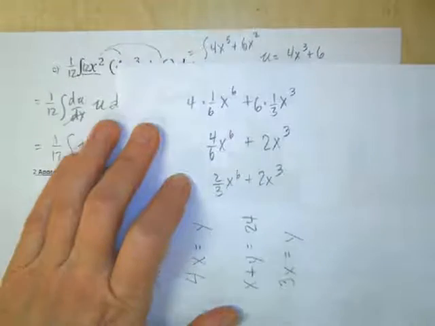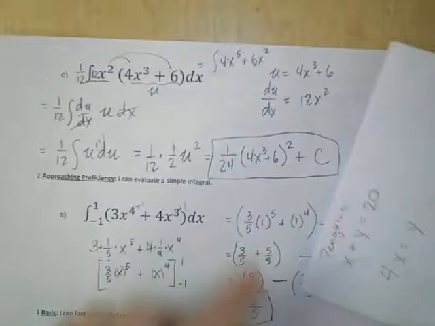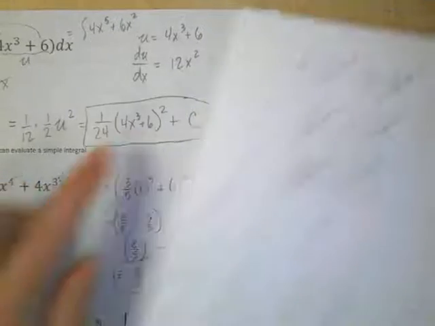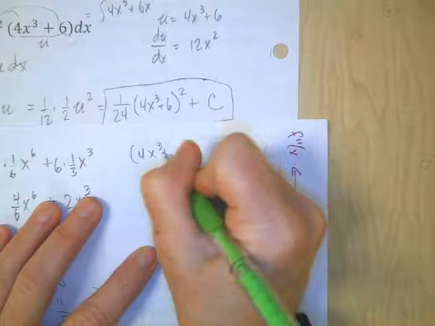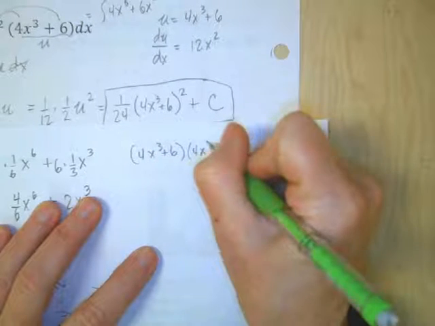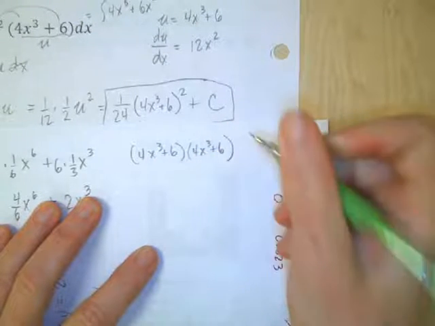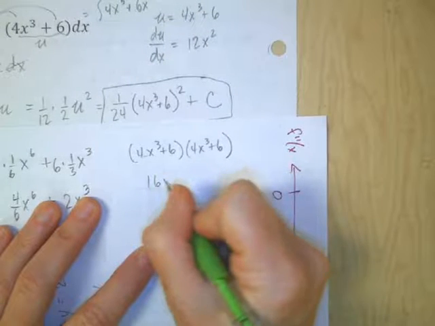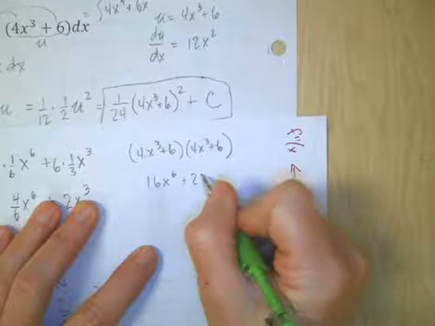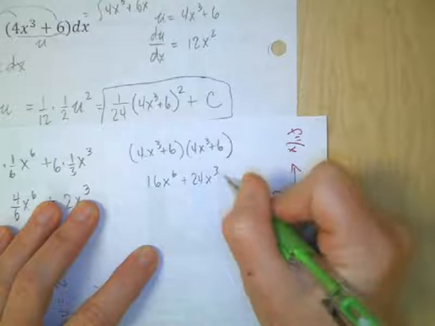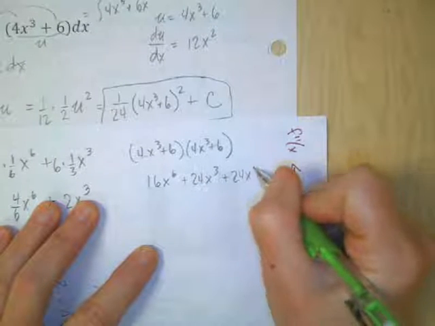Now, is that the same as what I have here? Well, here I would have to multiply it out. Now I'm wondering, why did I bother? Okay, 4x cubed plus 6 times 4x cubed plus 6. 4 times 4 is 16, x to the 6th. 4 times 6 is 24, x cubed plus 24, x cubed plus 36.